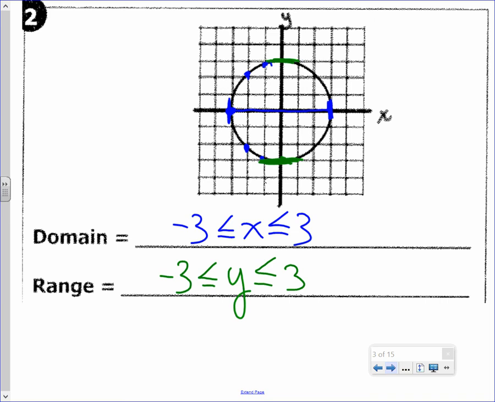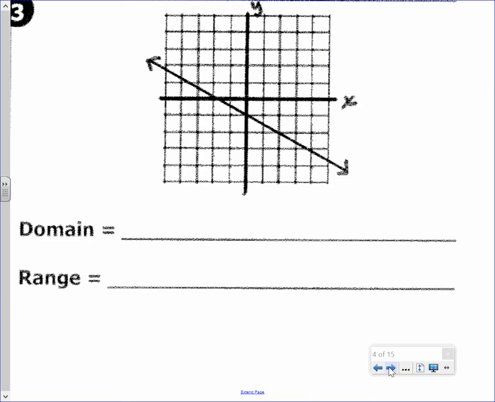Any question on number 2? Number 3, let's do it. Someone besides Garcia, what do the arrows mean again? Infinite. It never stops. When you have infinite functions, those are pretty easy because it's kind of communicating.